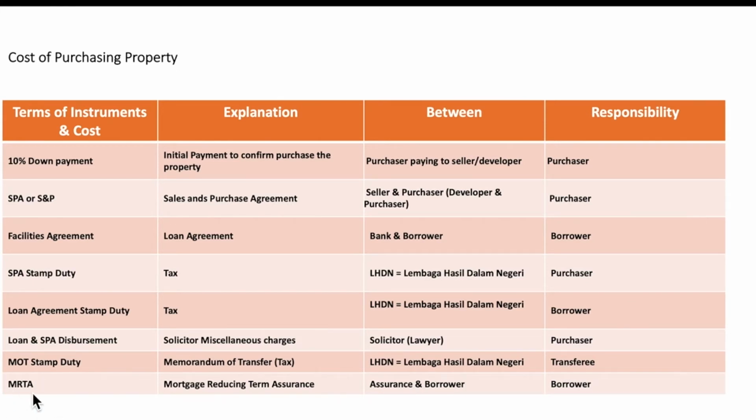And MRTA, mortgage reducing term assurance. Actually, there are two types. Later we will come and understand what is MRTA and MLTA, either one. So the explanation: mortgage reducing term assurance. It's an insurance so that if any one of the borrowers passes away, the family members don't have to continue to pay the loan. So it's actually between the insurance company and the borrower. That means who has to pay? The borrower. It's all by the purchasers to pay.